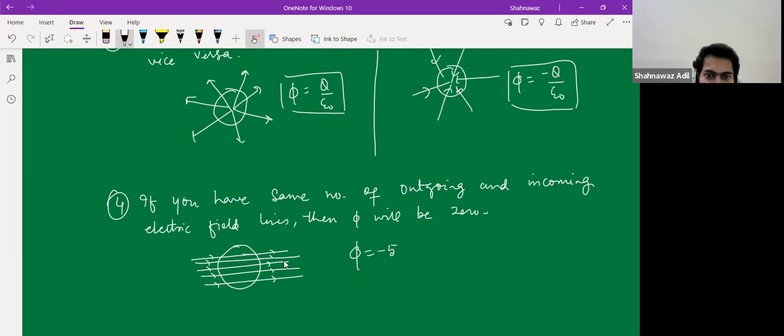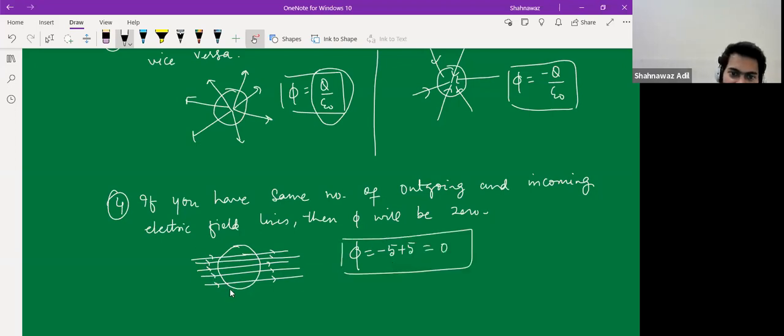So flux is the number of electric field lines passing through the surface. How many lines are passing? 5. And these are outgoing, which means this would be positive, right? So would it be plus 5 or minus 5? Plus 5. So minus 5 plus 5 would be 0. So if you have the same number of incoming and outgoing lines, the flux would be 0.